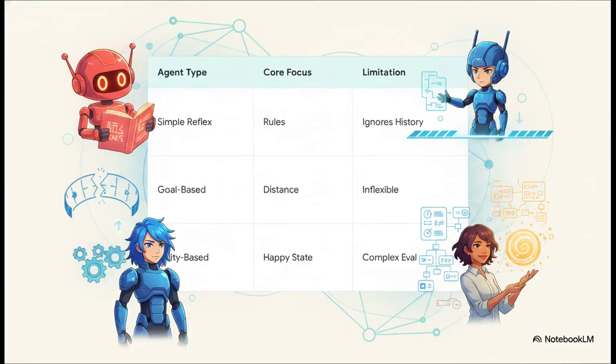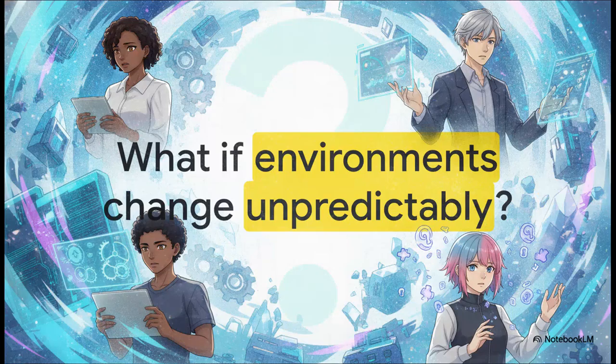Boom! Here's your ultimate exam cheat sheet, comparing the core focuses and limitations of each agent. Definitely screenshot that. But consider this. What happens if the environment changes faster than it calculates utility?